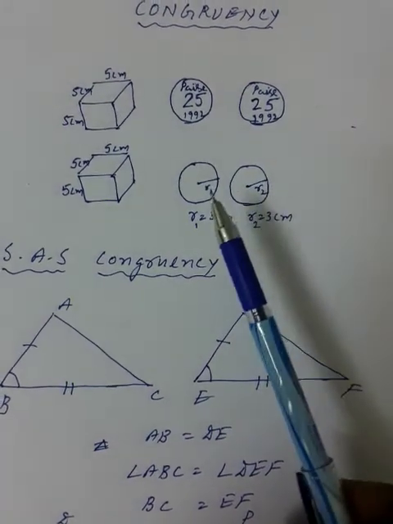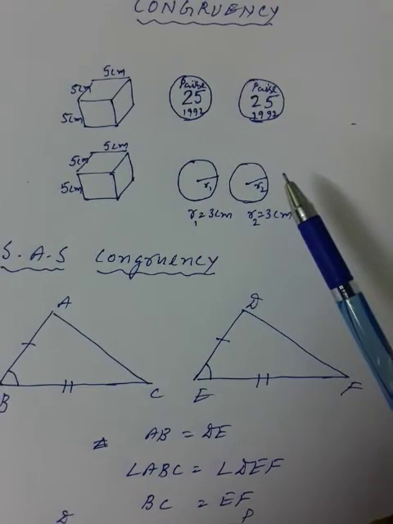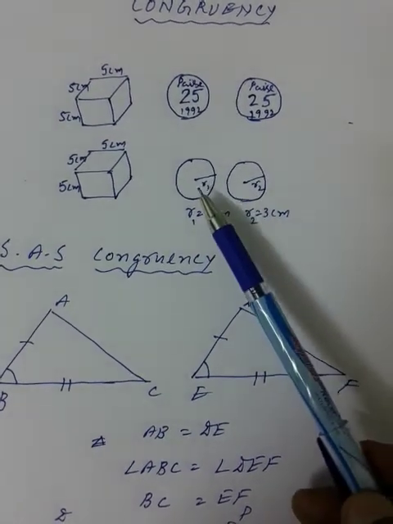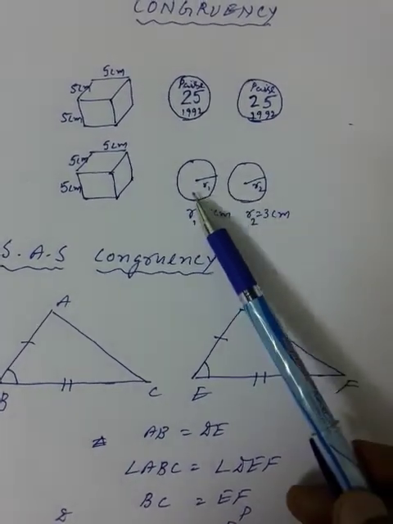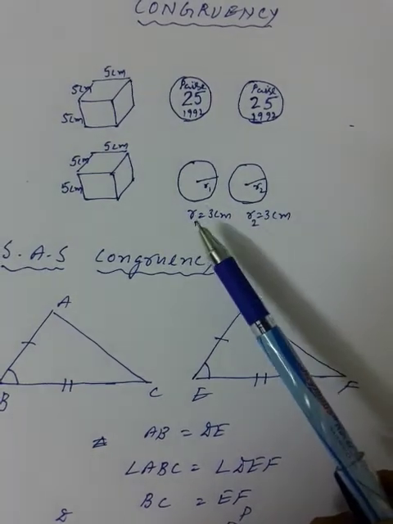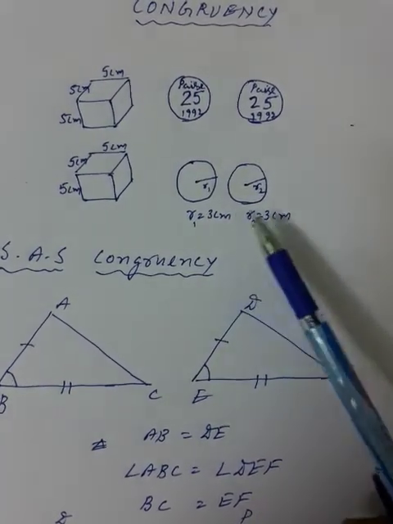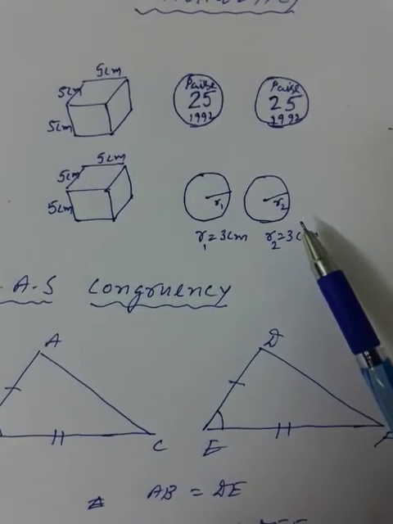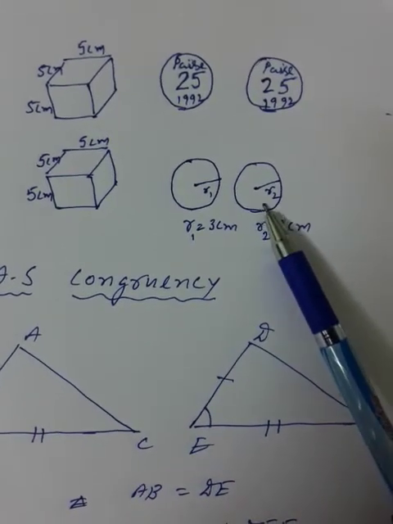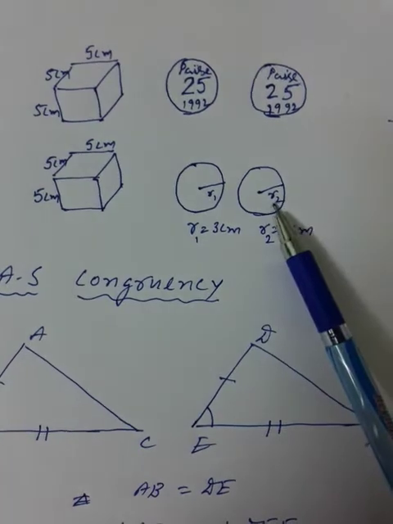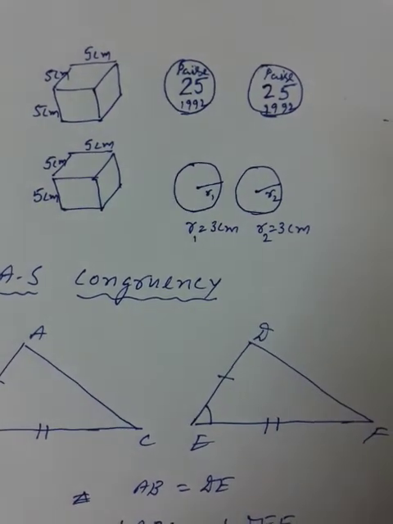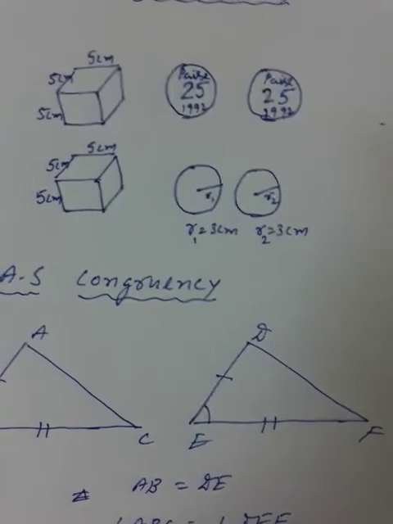In the same way, coming to congruent shapes, suppose we take two circles. This circle has got a radius of 3 centimeter, and the other circle has a radius of again 3 centimeter. So these two will be congruent. So that is the meaning of congruency.